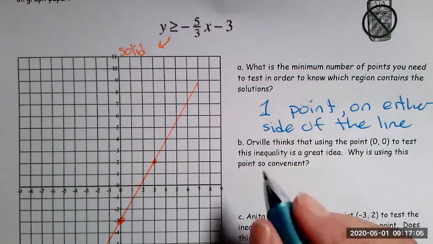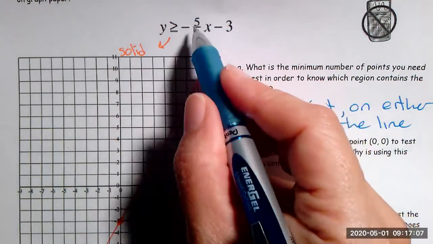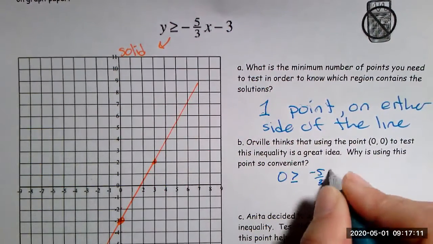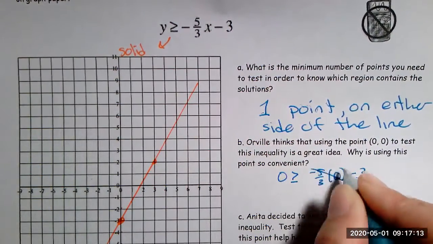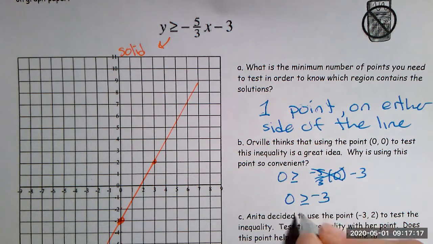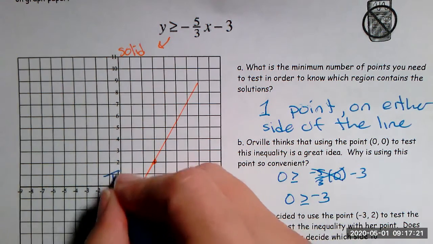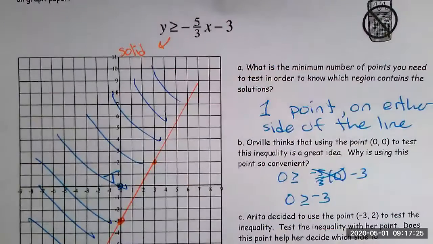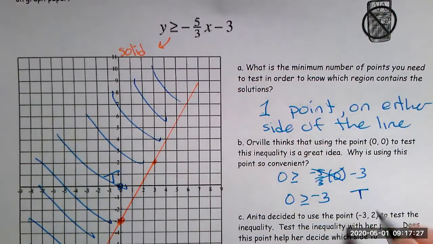Yeah, it's because I don't have to do any of the arithmetic. So when I plug in 0, 0, this goes away because 0 times anything is 0. So I end up with this. Is 0 greater than or equal to -3? Yes, it is. So this is the side that I shaded, right? Because that's true.